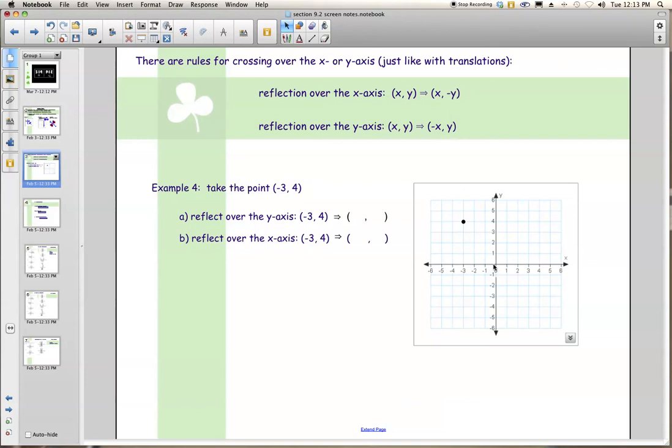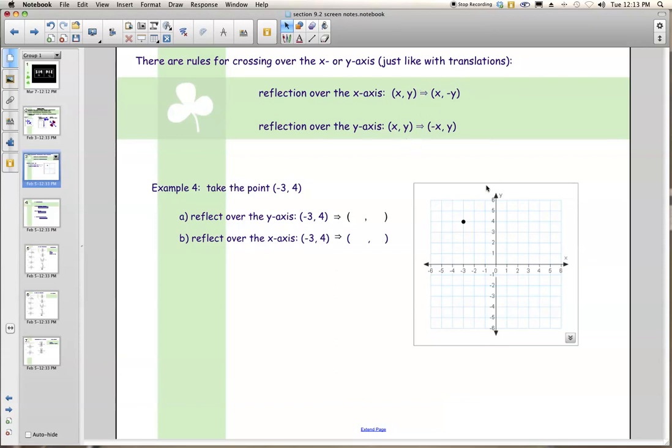What happens is, if this is your line of reflection, you look and say, well, it was 1, 2, 3, 4 units up, so from that line you have to turn around and go in the opposite direction. So you'd have to go 4 units down. That's what gives the y its opposite value. Y is what tells you to move up and down.